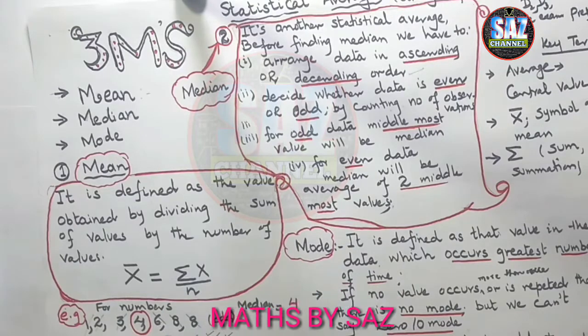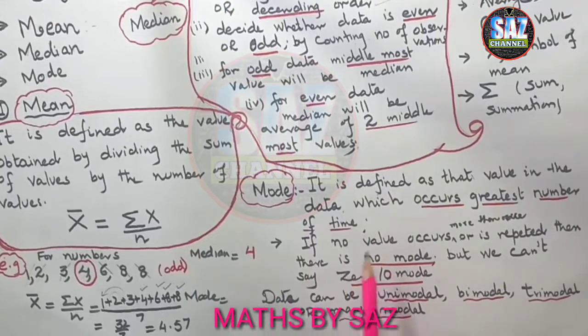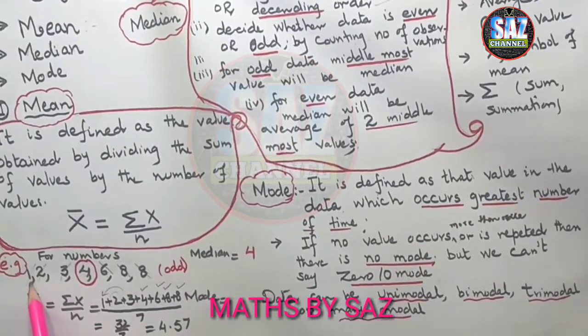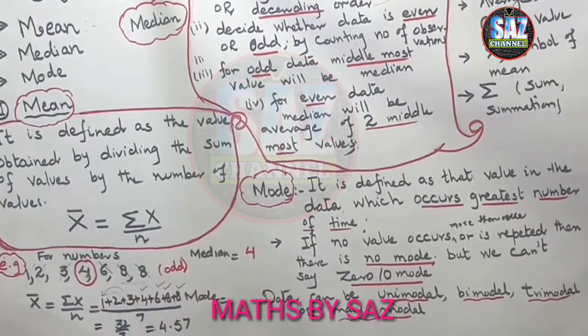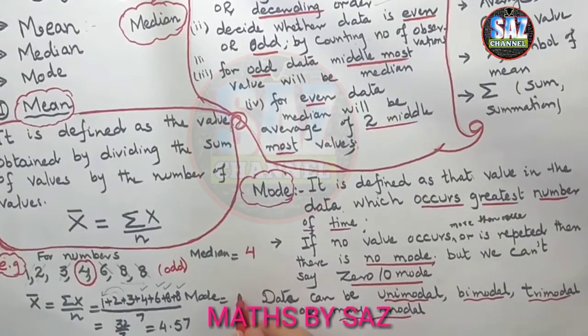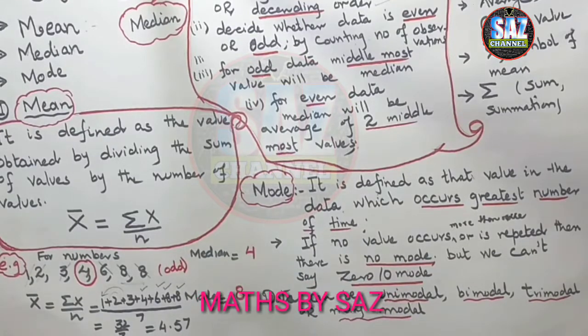Coming to the mode, mode is the observation which repeats or occurs most frequently. If we look at the question, we can see that 8 is coming twice. So the mode of this distribution will be 8. I hope through this discussion you are clear about the 3 M's of statistics for ungrouped data.